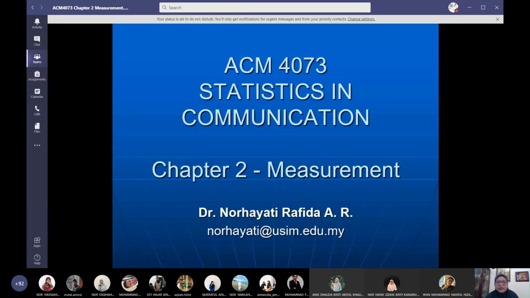Today I will share with you topics of second chapter, title measurement. Measurement. In statistics, it involves numbers, it involves quantities, which you have to formulate, which you have to calculate, and then you come up with certain scores. Those scores need to be analyzed as your findings. Okay.